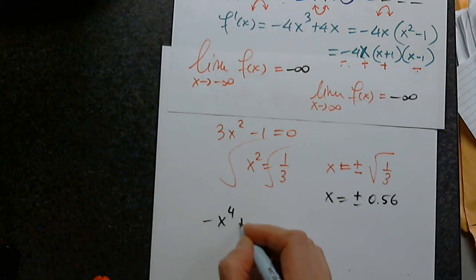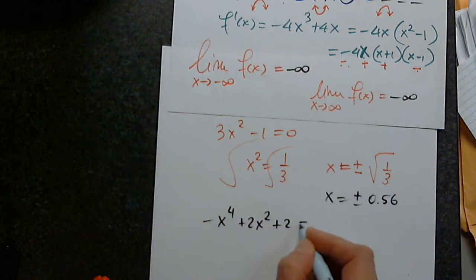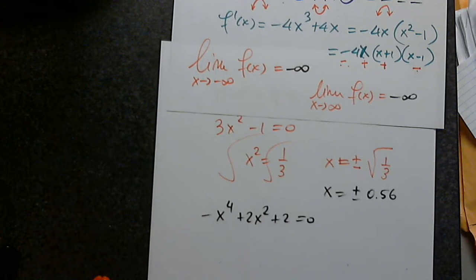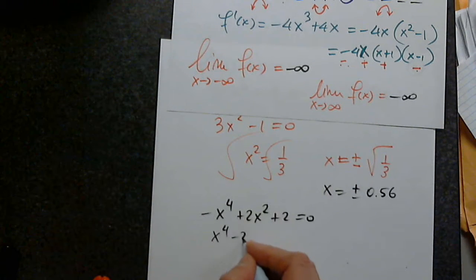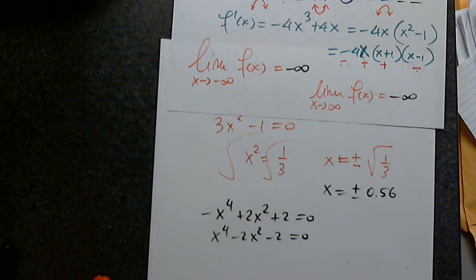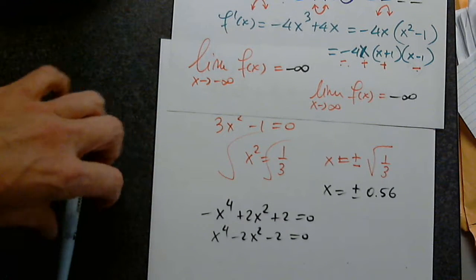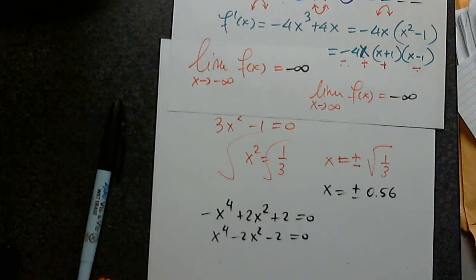Negative x to the 4th plus 2x squared plus 2 equals 0, or x to the 4th minus 2x squared minus 2 equals 0. This is not going to be an easy task. Even if you notice that this is quadratic in form and you replace x squared with a substitution, it's not going to be an easy task. So we will end up having to use a calculator anyway. So let's use the calculator and find the x-intercepts.